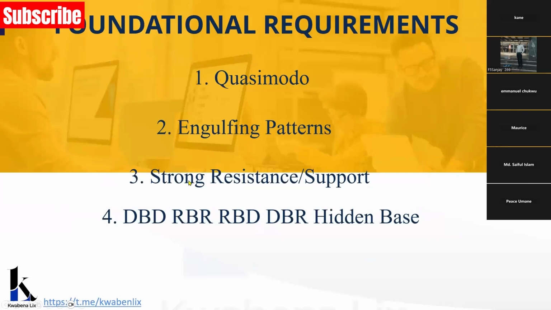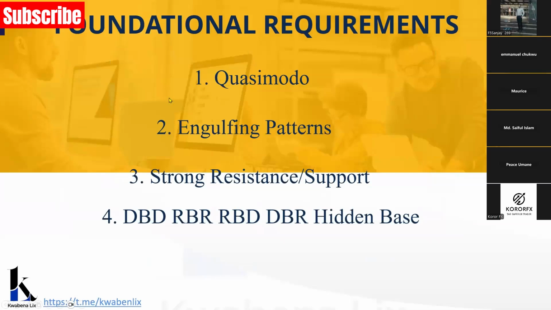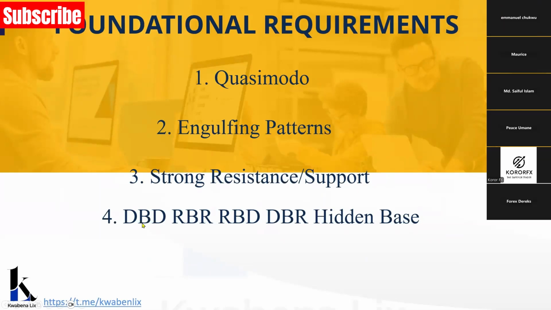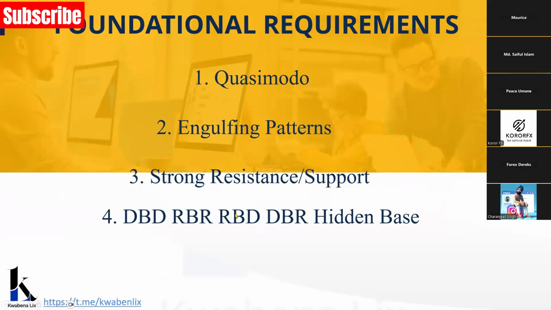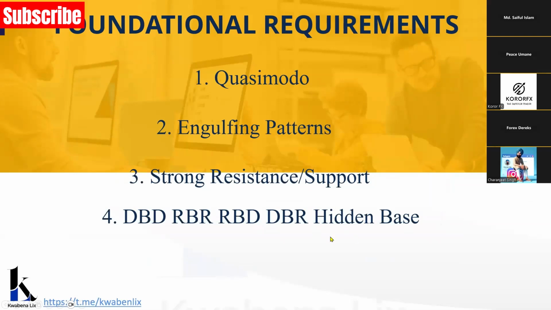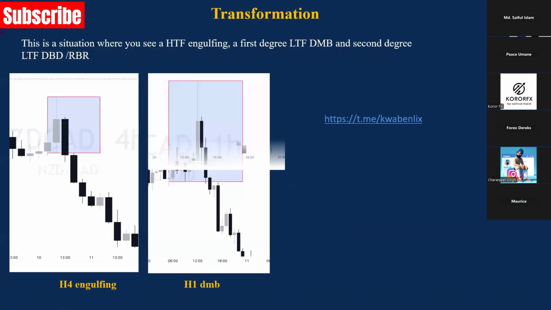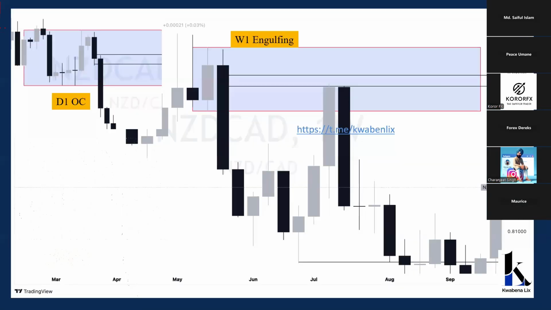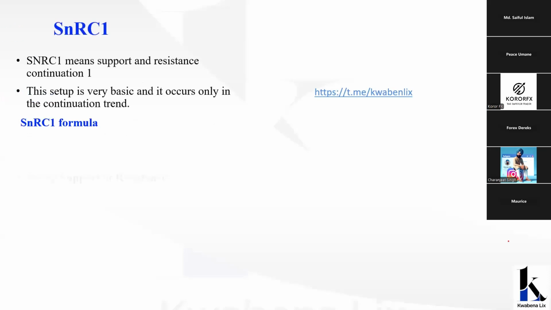Okay. And the foundational requirement is that now you know a Quasimodo, you already know an engulfing pattern, you know a strong resistance and a strong support, you know a drop-base-drop, a rally-base-rally, a rally-base-drop, a drop-base-rally, and a hidden base, which is the DMB. All right, you know all this. So let's go on with SNRC1, right?